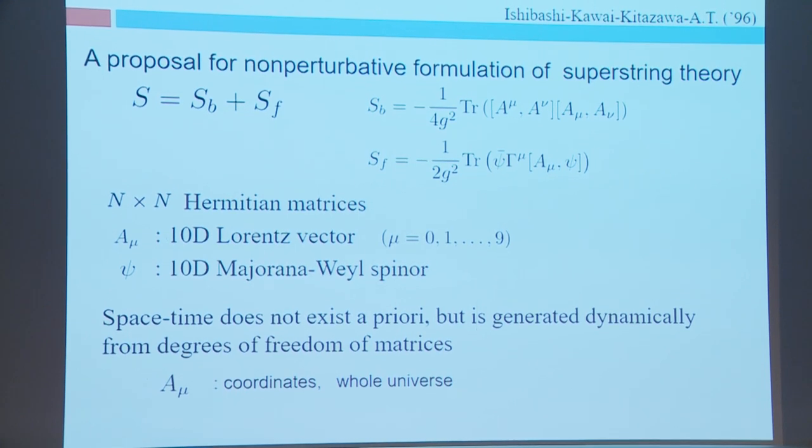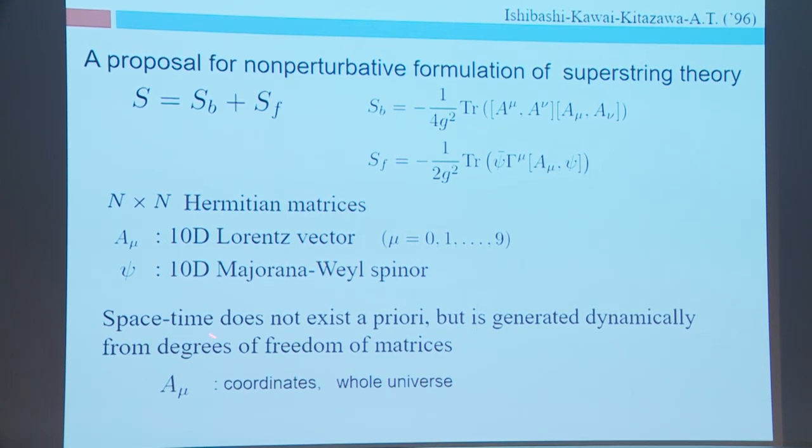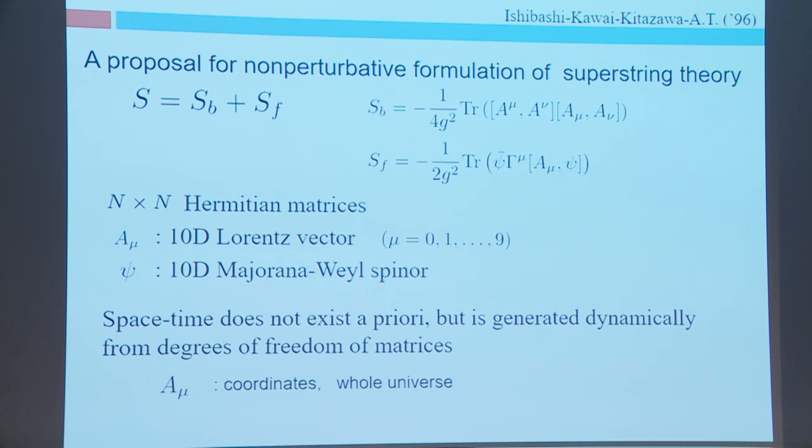So what is important is that space-time does not exist a priori, but it's generated dynamically from degrees of freedom of matrices. So we interpret A_mu as coordinates representing the whole universe here. And what is interesting is that we can ask whether 3+1 dimensional space-time emerges or not in this model.